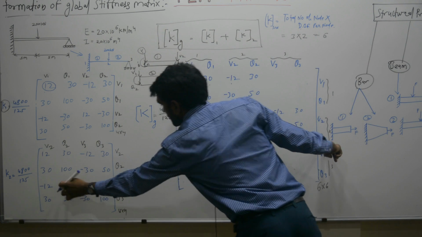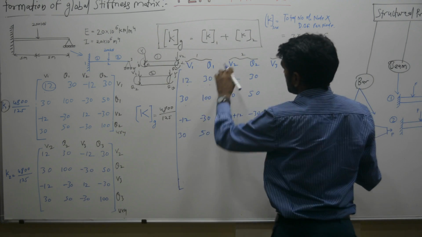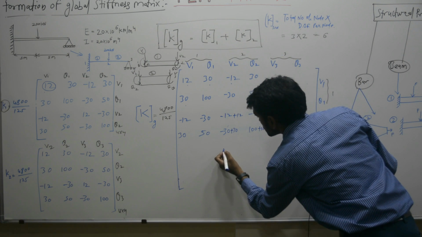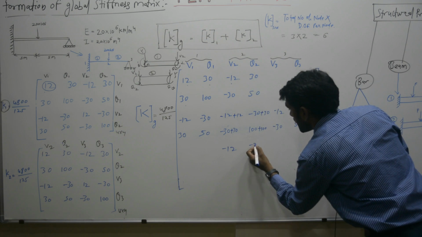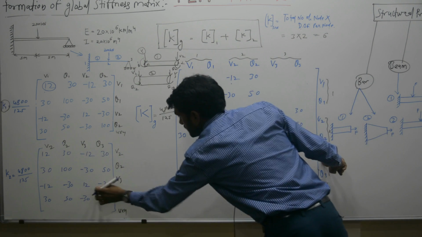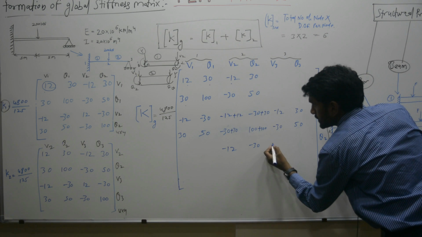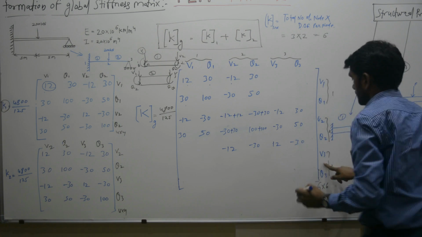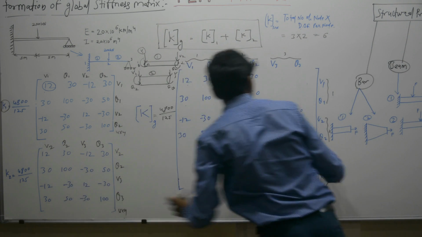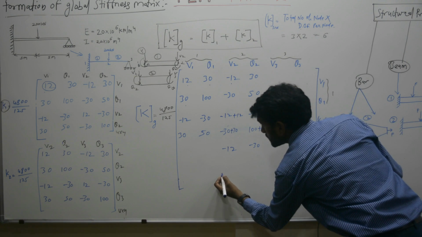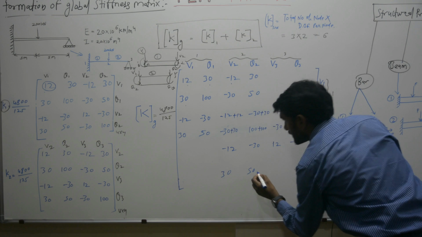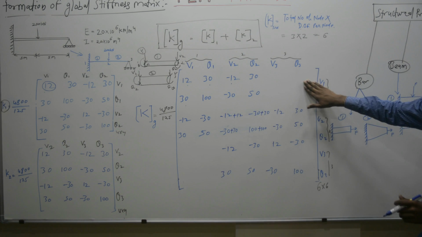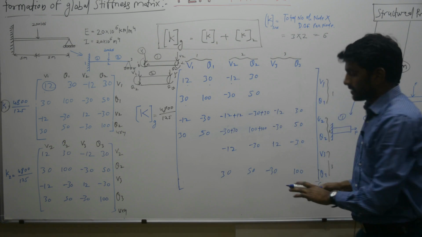The third element is theta 2 and theta 3, column number V2 and theta 3. So minus 12, next value will be minus 30, then V3 and V3, the value is 12, minus 30. For the last element, the value would be 30, 50, then minus 30 and 100. This is the contribution of stiffness matrix K2.